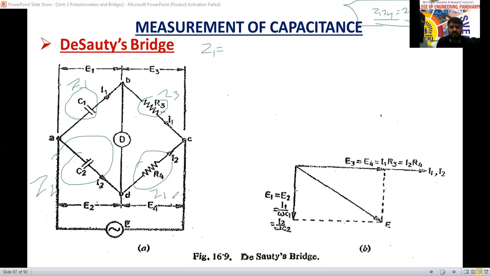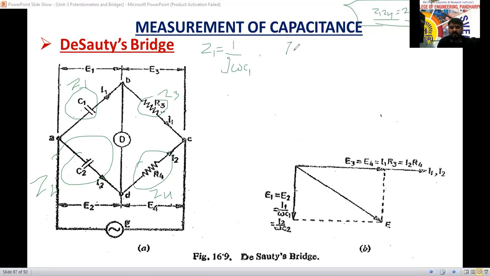Roll number 9, are you present? Mahek Patil, are you there? Tell me the formula of Z1 equal to. Only capacitive load is there, so we can write 1 by J omega C1. There is no resistive part here, no? So Z1 equal to 1 by J omega C1.